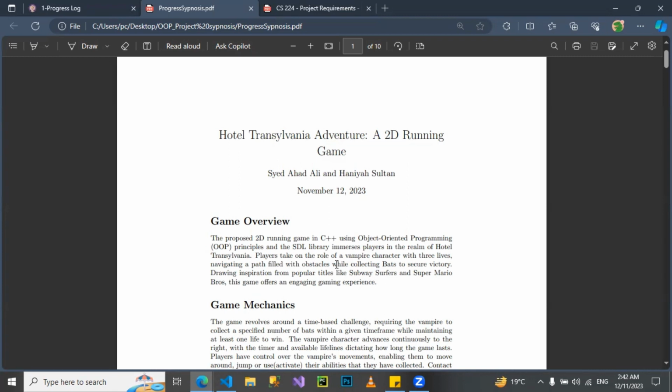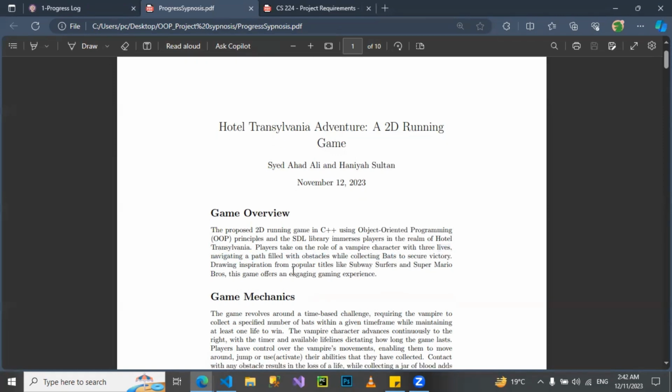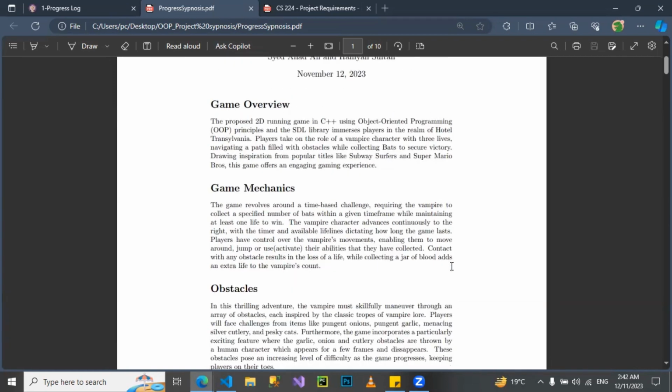This game is supposed to be looking like Mario, and the essence of this game is that there will be a vampire character with 3 lives initially, and it has to navigate through obstacles, and it has to collect bats to secure victory. Inspiration is from Subway Surfers and Mario. So the mechanic is that there will be a time-based challenge. There will be a timer going on in the top right corner of this game screen. And before the timer ends, the vampire has to collect a specific number of bats.